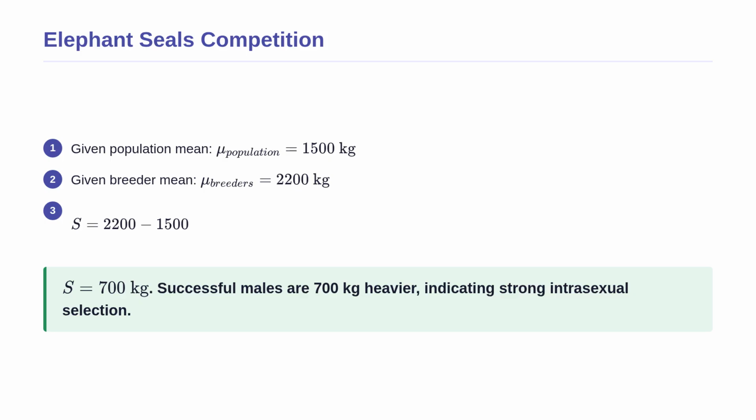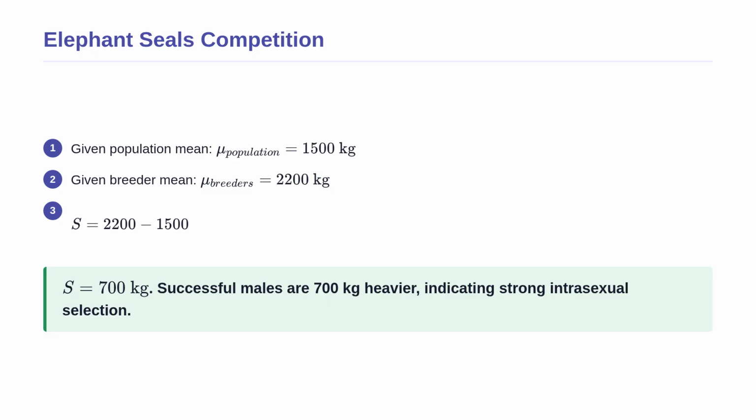Let us apply this formula to a real population of elephant seals. We are given that the average weight of all adult males in the population is 1,500 kilograms. However, only the largest males win the beach fights. The average weight of these successful breeders is 2,200 kilograms. We substitute these values into our equation, subtracting 1,500 from 2,200. This gives us a final selection differential of 700 kilograms.